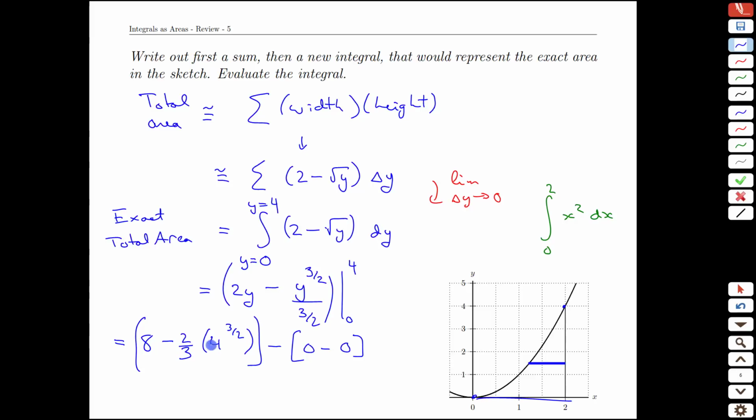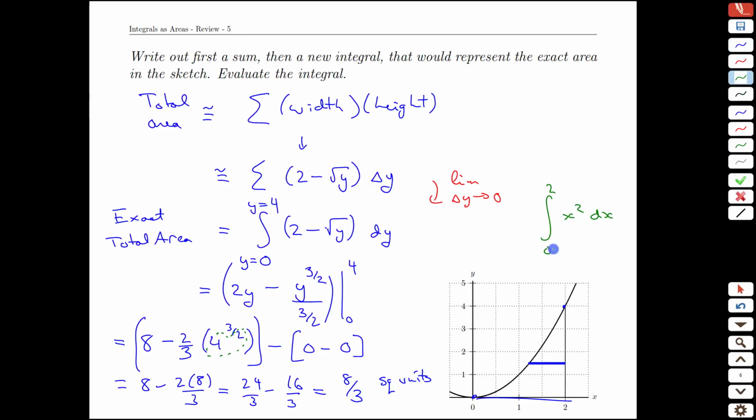You can use your calculator if you like, or you can think of this 4 and the 1/2 power. That'll be 2 because it's the square root of 4. If we end up with 2 cubed, that'll be 8. And so we end up with 8 minus 2 times 8 over 3, or 16/3. Well, that's 24/3 minus 16/3. And that is exactly equal to 8/3 over all.